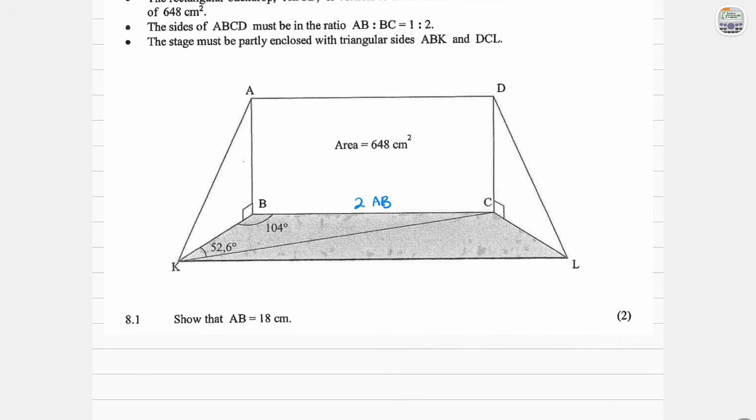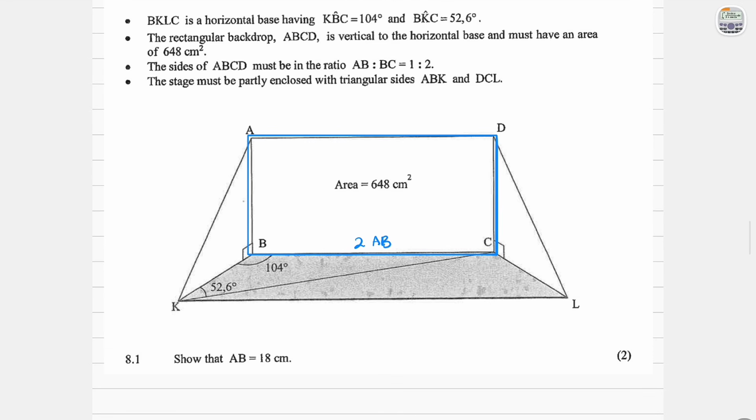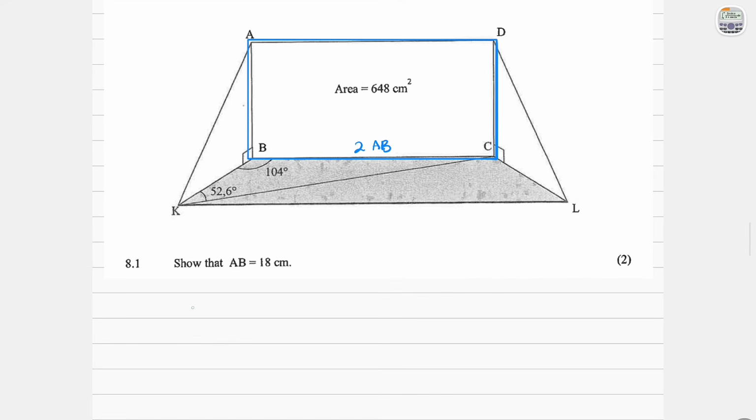We can see now that BC is twice the length of AB, so it can be called 2AB. So how do you think you would be able to find the length of AB, seeing that in this shape there are two lengths that are in terms of AB? Okay, here's what we have. The shape is a rectangle, and this rectangle has a length of 2AB, because they told us AB is to BC is that. So BC is really 2AB.